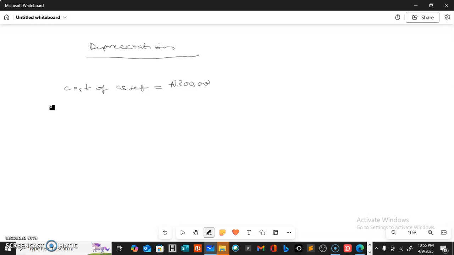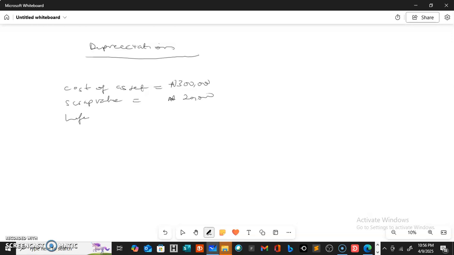And the scrap value of the asset, this scrap value is also known as the residual value or the salvage value. Let's assume that the salvage value is 20,000 naira, and the lifespan of the asset is 4 years.